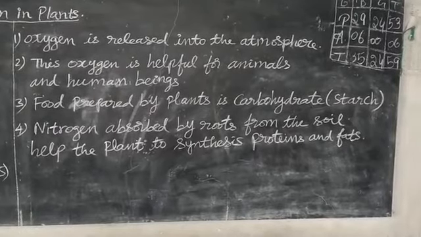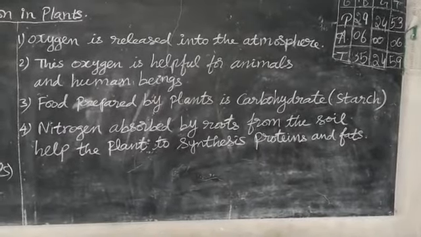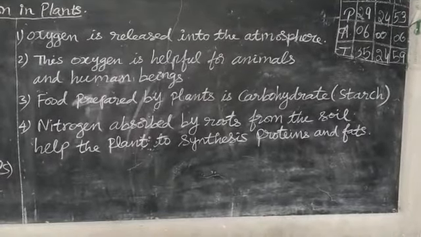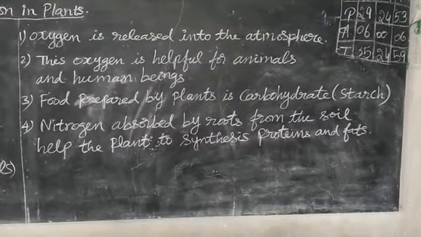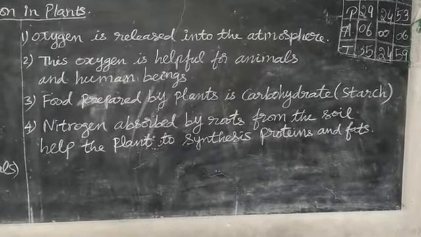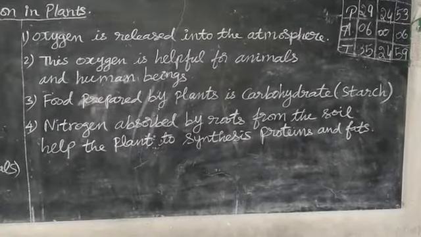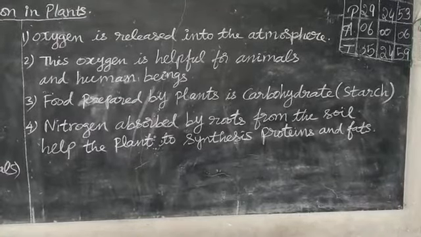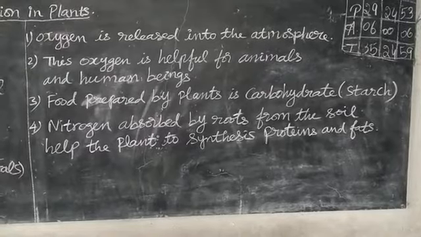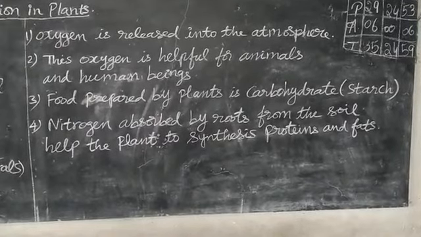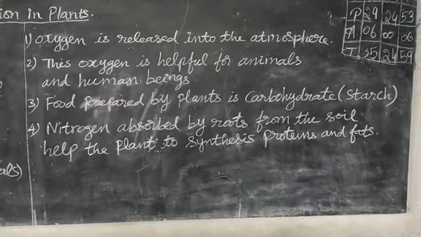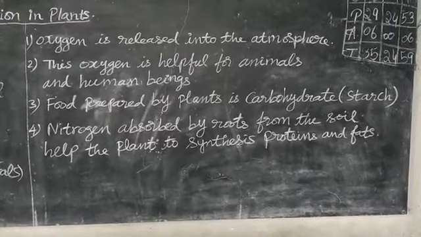Nitrogen is absorbed by roots from the soil. See, after carbohydrate is prepared, plants also prepare protein and fats. How are proteins and fats prepared? With the help of nitrogen. There is plenty of nitrogen in the atmosphere. But plants cannot absorb nitrogen directly from the atmosphere. Then how do they do this?